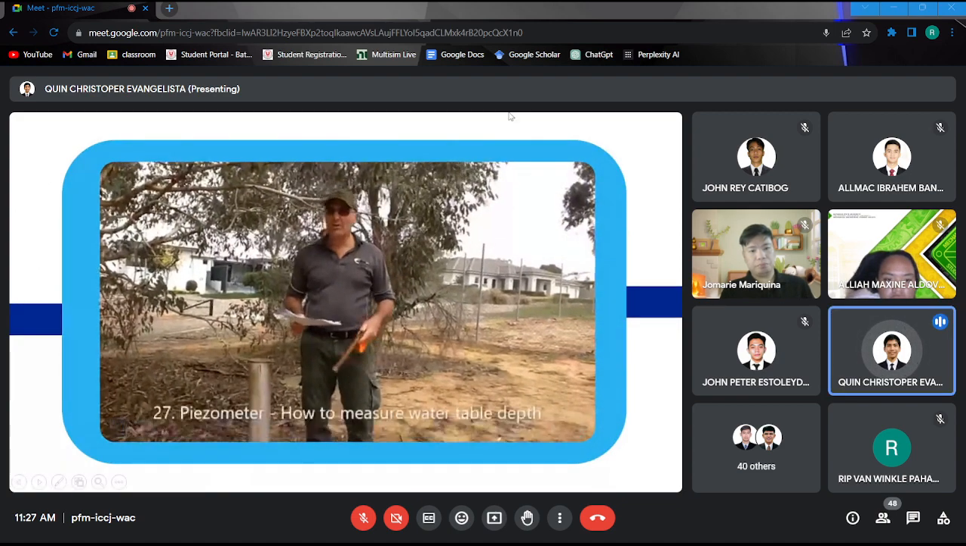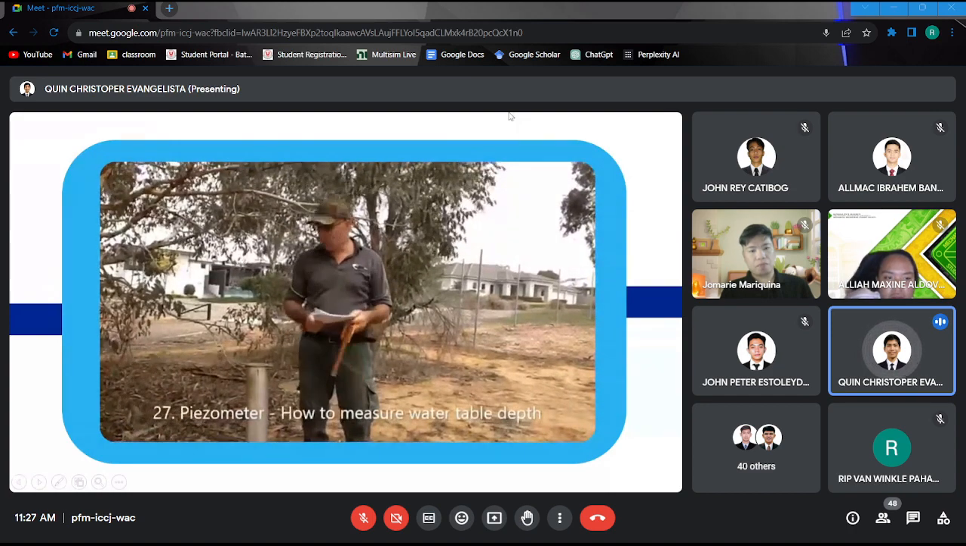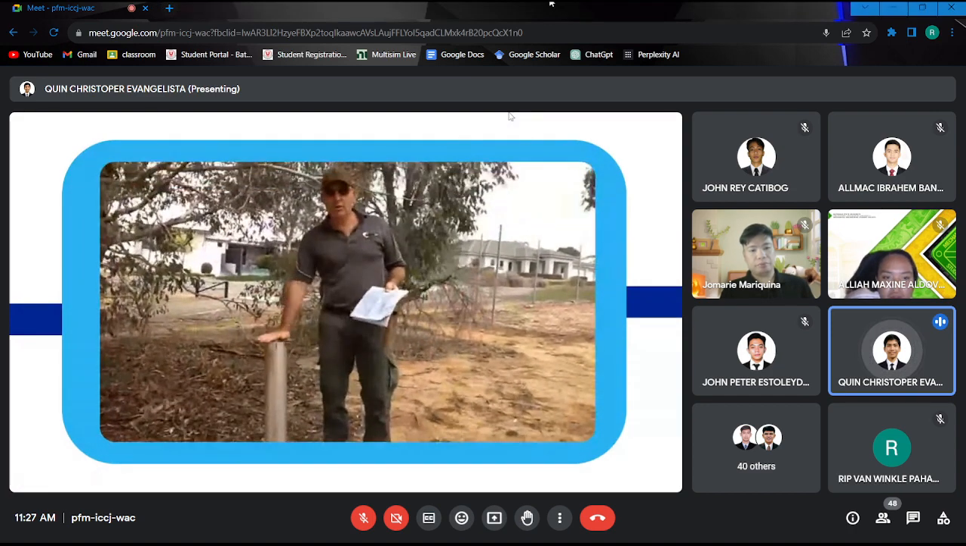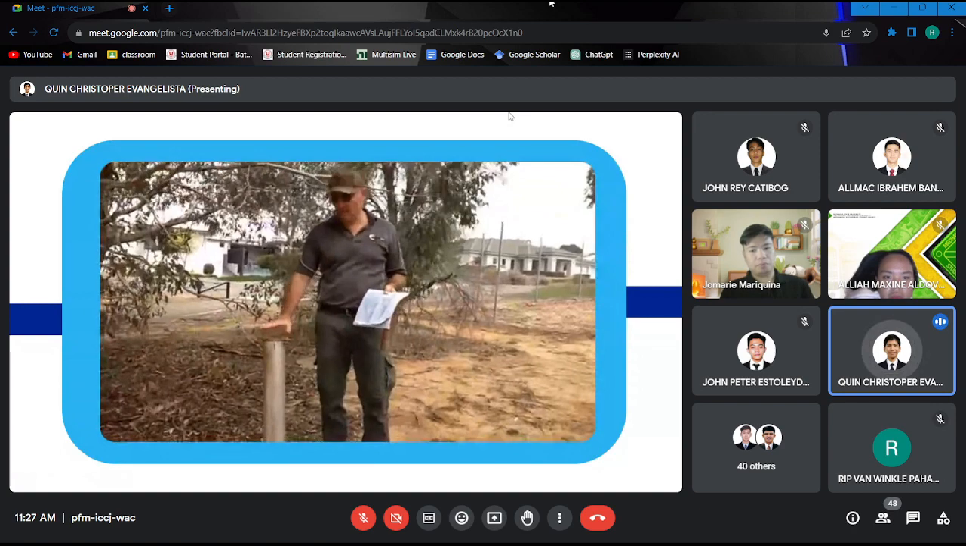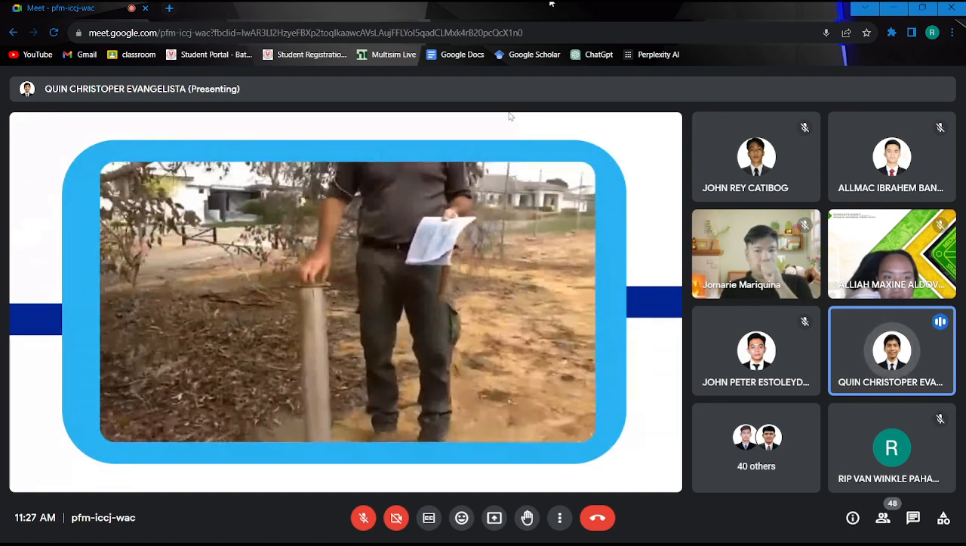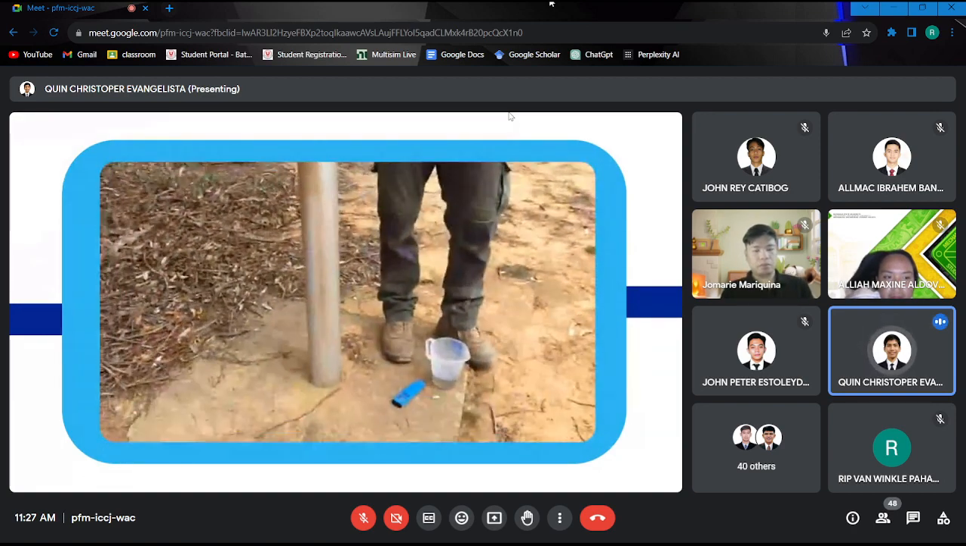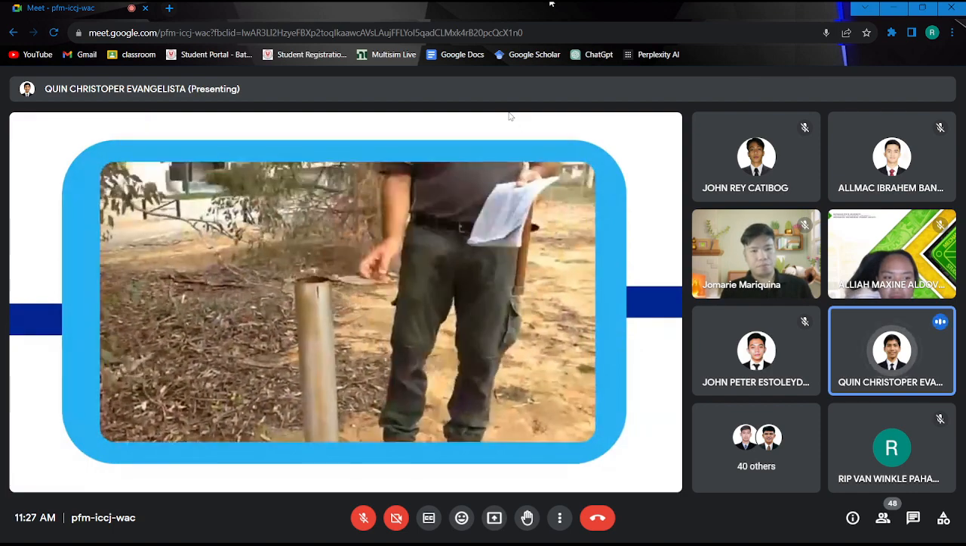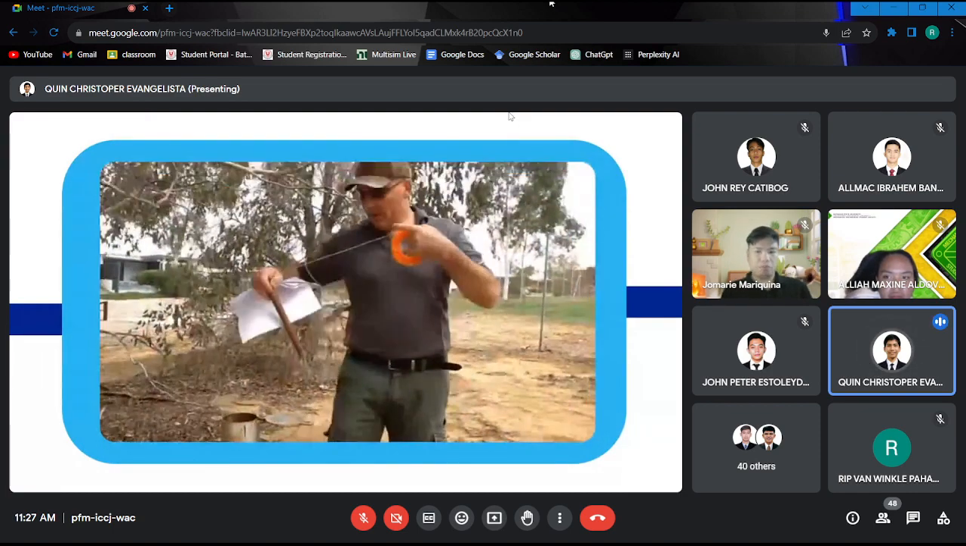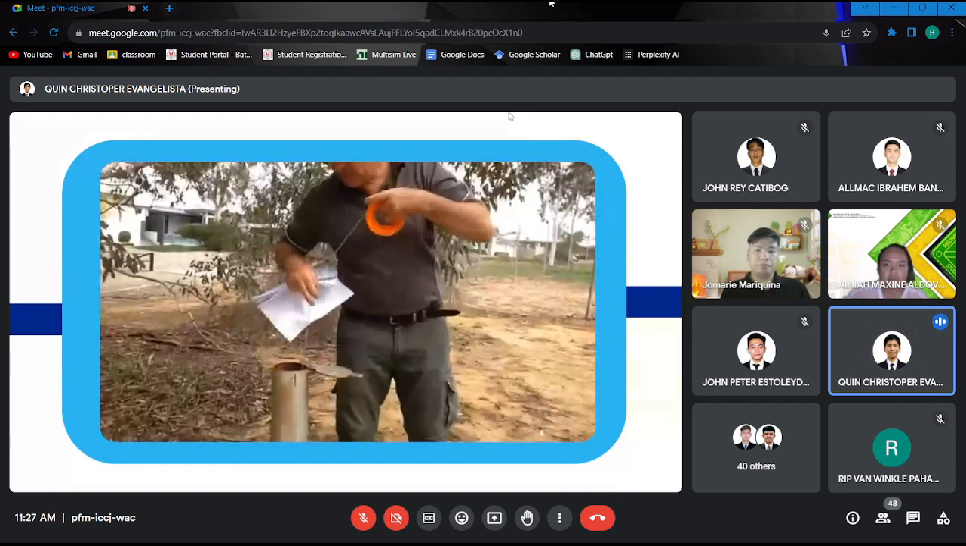All right, welcome to site 5. This is our piezometer. Piezometer is a tube or a pipe that's been bored down into the ground so that it goes into the water table. That's something you can look at online to see how the piezometer is all at the top. Inside is a pipe. We're going to put down our little collection tube.